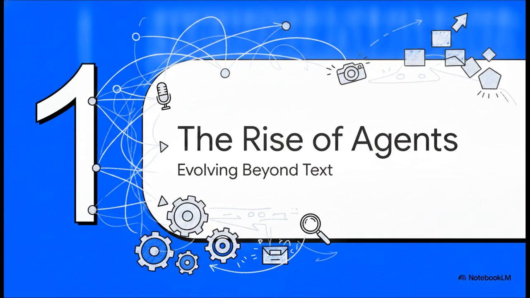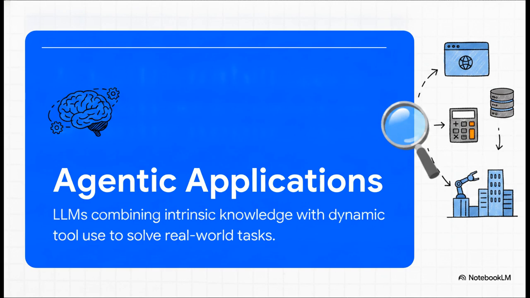The Rise of Agents, Evolving Beyond Text. Right, so the authors of the paper kick things off by defining exactly what it is we're trying to build here. They describe agentic applications as systems where large language models combine intrinsic knowledge with dynamic tool use to address real-world tasks. This is absolutely crucial to understand. We aren't just asking an AI a question and getting a block of text back anymore.